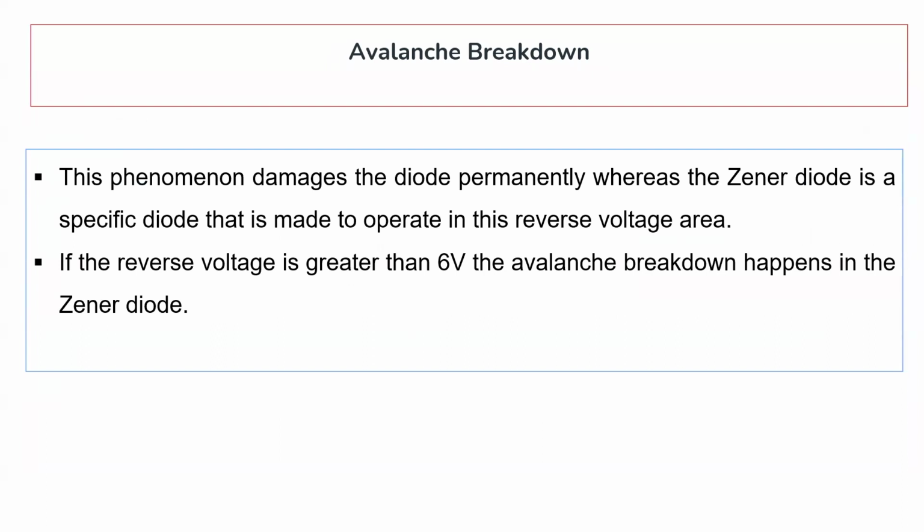This phenomenon damages an ordinary diode permanently, whereas the Zener diode is a specific diode that is made to operate in the reverse voltage area. If the reverse voltage is greater than 6 volts, avalanche breakdown happens in the Zener diode. Otherwise, it does not happen.